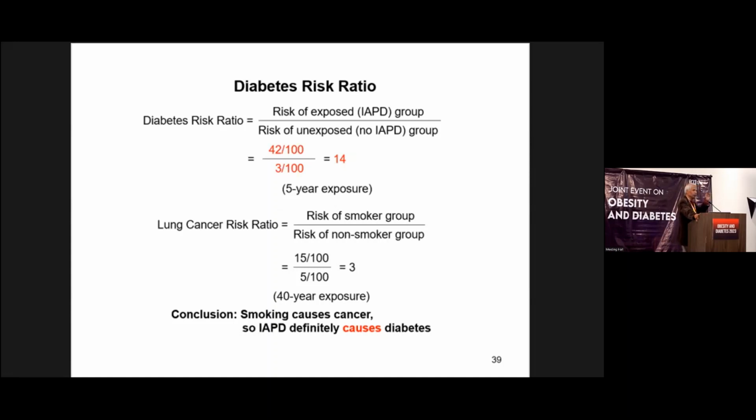And everybody knows that lung cancer is caused by smoking, and there the risk ratio is only 3. Of course, that's for only 10 cigarettes a day. If you smoke more than 10 cigarettes, it will be about 8, and if you smoke more than 20, it is about 40. So smoking causes cancer. My conclusion is that if it is 14, it should definitely cause diabetes.